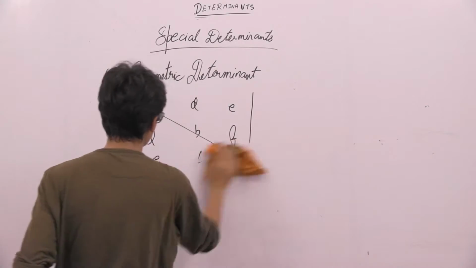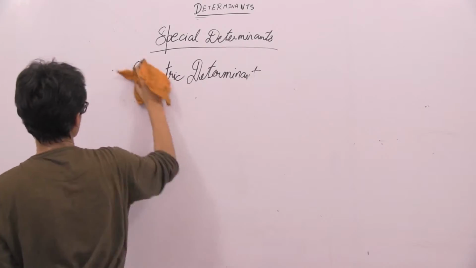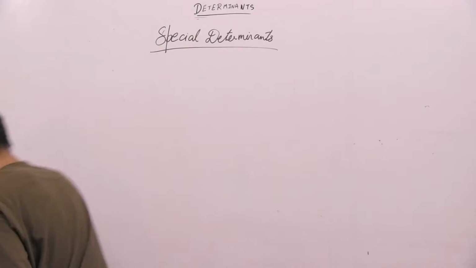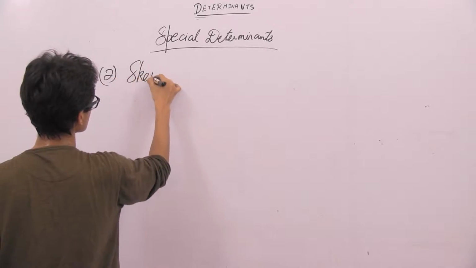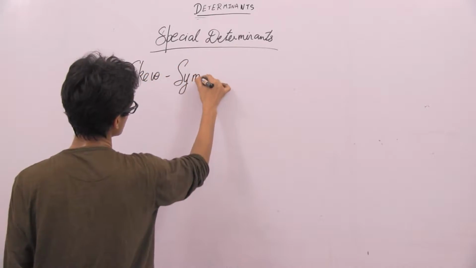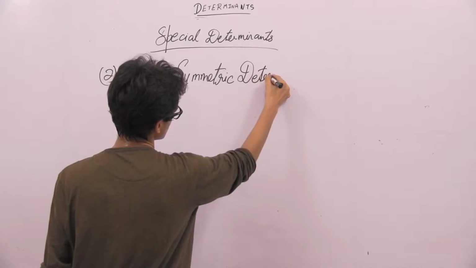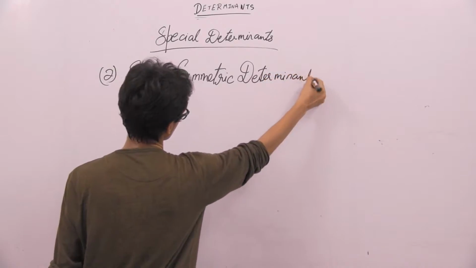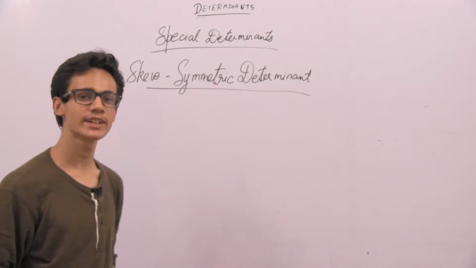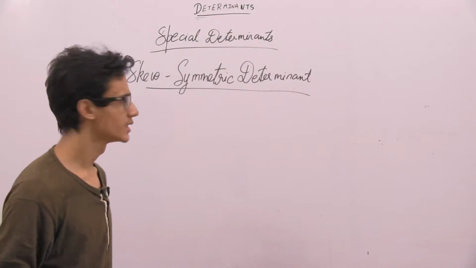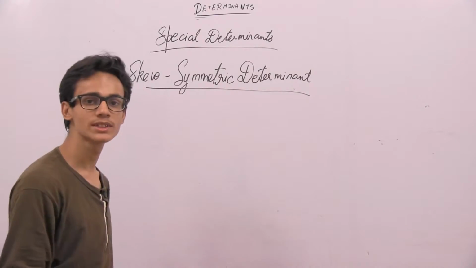Let's take the next special determinant, the skew symmetric determinant. Again, skew symmetric determinant has been defined exactly the way it was defined in matrices. That is, all the elements about the diagonal line must be the opposite of each other.